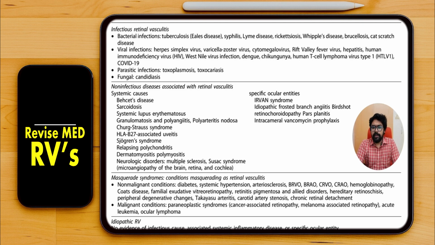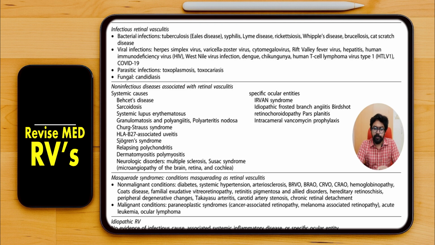Another one of the rarest syndromes is the Susac syndrome, which can present as a microangiopathy of brain, retina, and cochlea. Always remember malignant conditions, especially paraneoplastic syndromes such as cancer-associated retinopathy, melanoma-associated retinopathy, acute leukemia, lymphoma. And always remember non-malignant conditions such as diabetes, systemic hypertension, atherosclerosis, branch retinal vein occlusion, branch retinal artery occlusion, central retinal vein occlusion, central artery occlusion. In those cases, if you are having a BRVO, BRAO, CRVO, CRAO, you have to rule out APS.